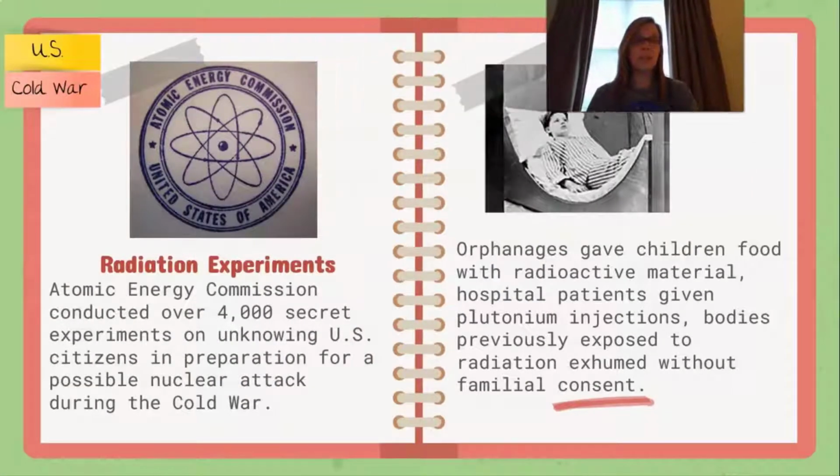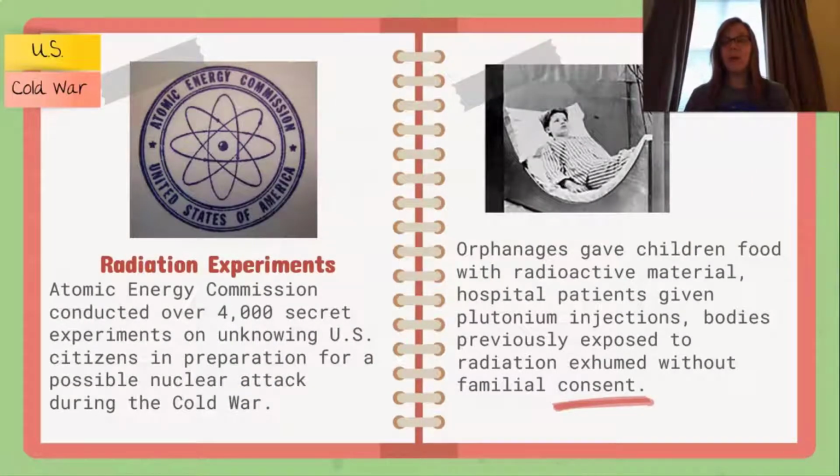Another experiment that was considered to be highly unethical was the radiation experiments that were conducted in the United States during the time of the Cold War. During this time, the Atomic Energy Commission conducted over 4,000 secret experiments on unknowing U.S. citizens, and they did this in preparation for a possible nuclear attack during the Cold War. If you remember from your history class, there was a constant threat of nuclear annihilation, and so everyone was scared of radiation poisoning, and this was right after the atomic bomb had first been created, so we didn't know anything about radiation and how it affected the body.